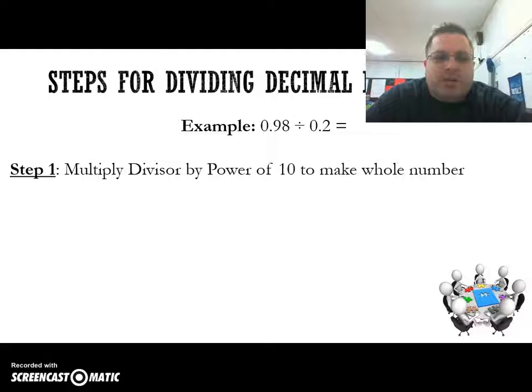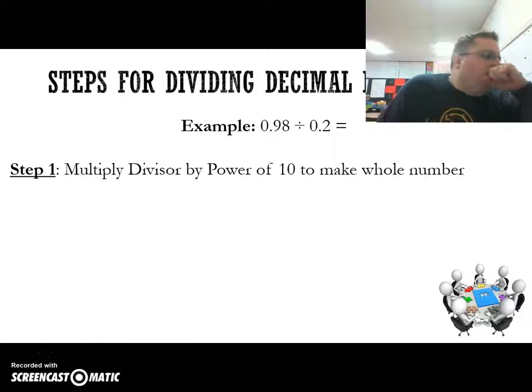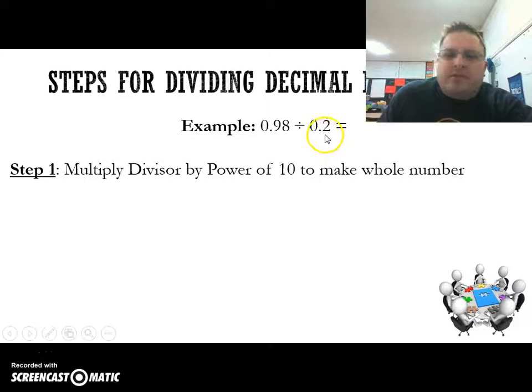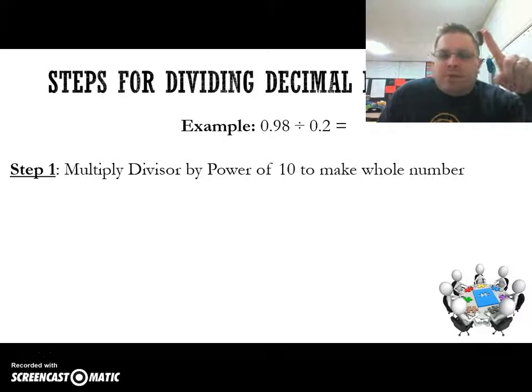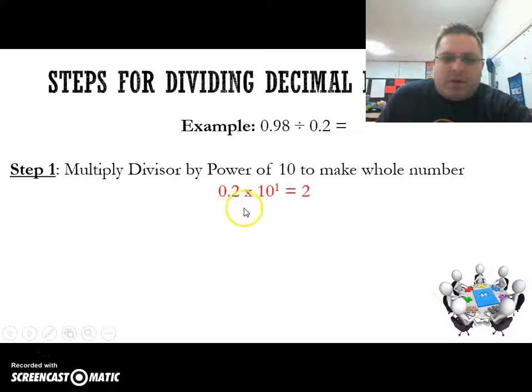Our first step is we're going to multiply the divisor by a power of 10 to make it a whole number. Our divisor is 0.2. To know what power of 10 to multiply by, you think, how many place values come after my decimal? Well, the 2 is in the tenths place. So I need to have one place value jump. So I'm going to multiply by 10 to the first power. 0.2 times 10 to the first power would make my decimal jump one place value to the right, giving me the number 2. And 2 is a whole number.